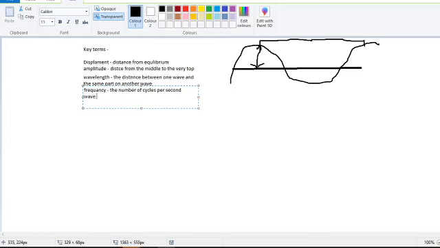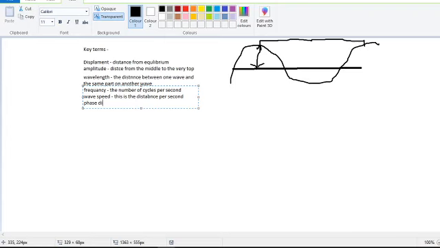So now, wave speed. This is the distance per second. So obviously you know the definition for speed is distance per second, because obviously meters per second, and that is predominantly the reason.